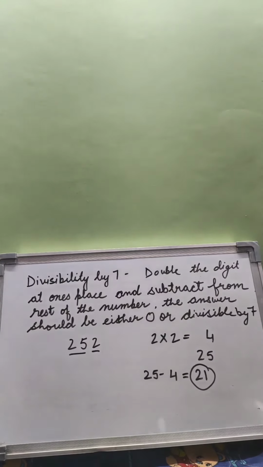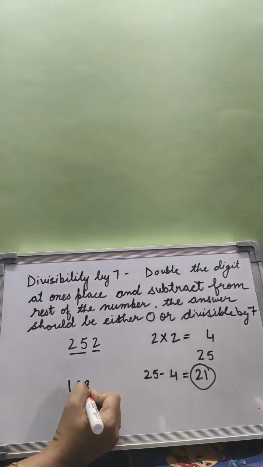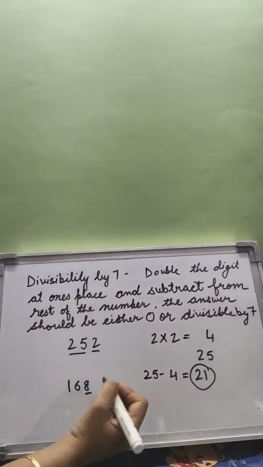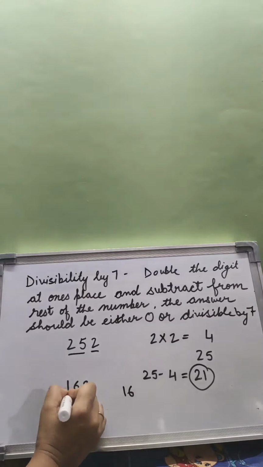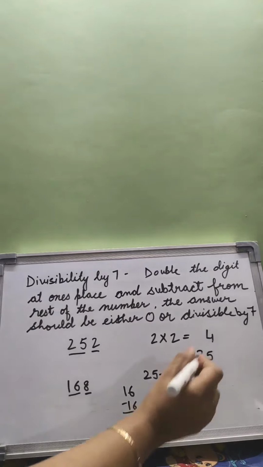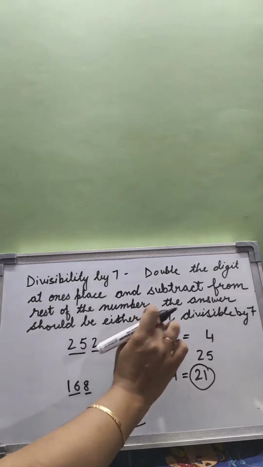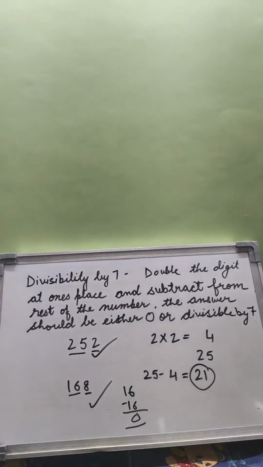Now let's take another example. 168. So the digit at one's place is 8. Double of 8 is 16, and the rest of the number is 16. When you subtract, you will get 0. So it is written either 0 or divisible by 7. That means 168 and 252 both are divisible by 7.